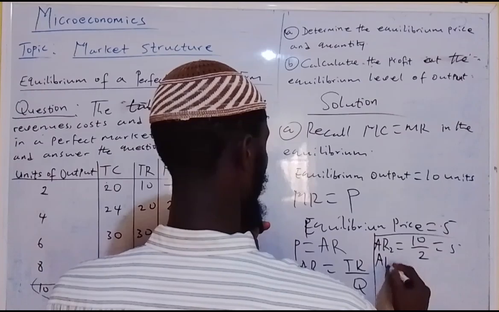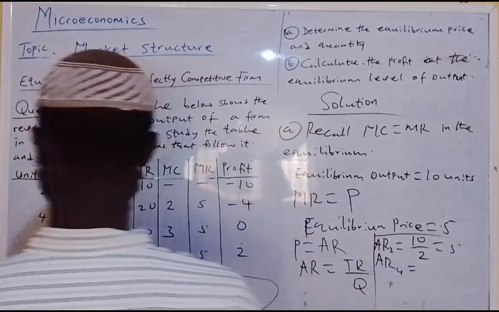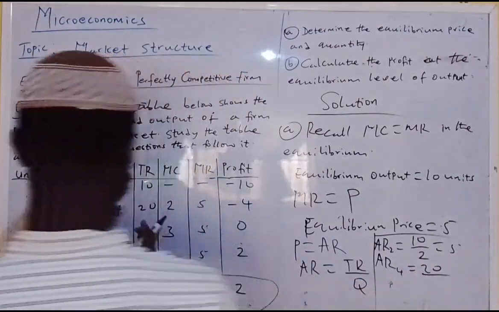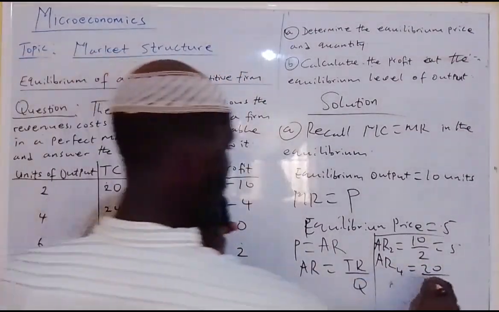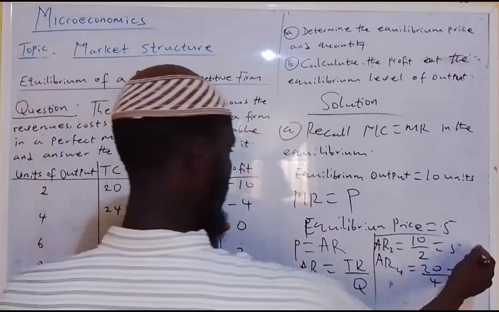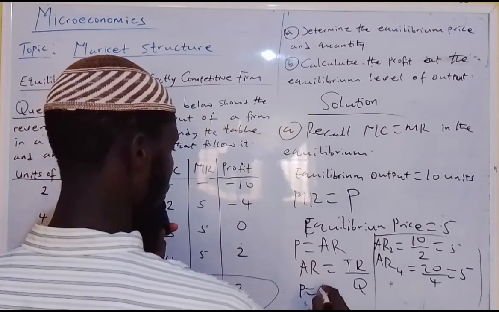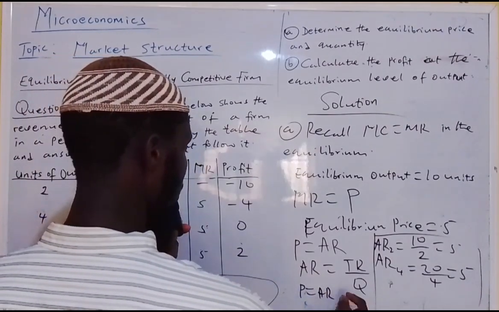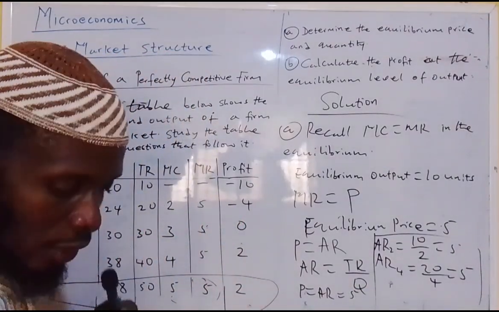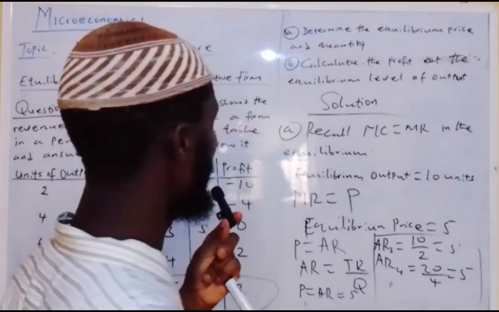If I also do it for the second level of output, which is 4, its total revenue is 20, divided by the corresponding Q, which is 4. So I'm going to get 5. Throughout, I'm going to get 5. So in other words, since P equals AR, which is equal to 5, that will be my equilibrium price.